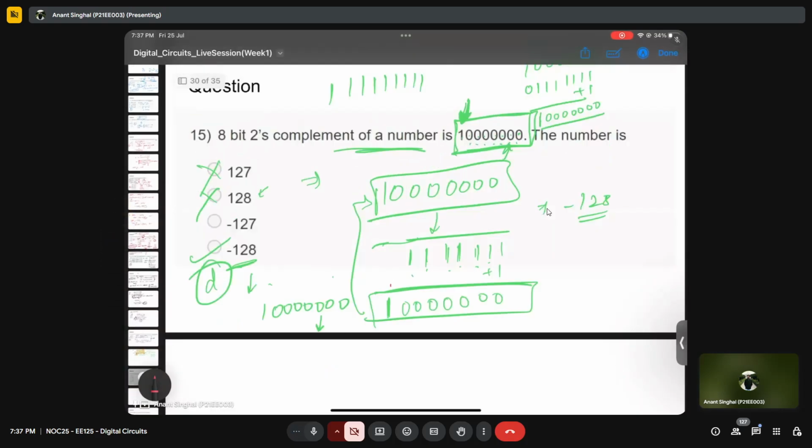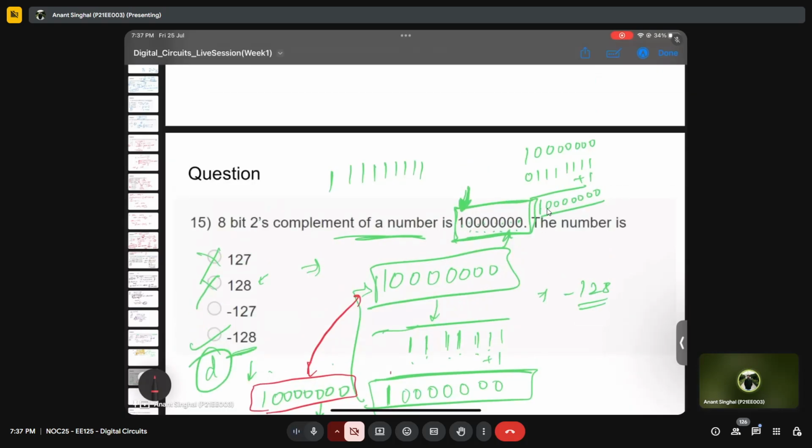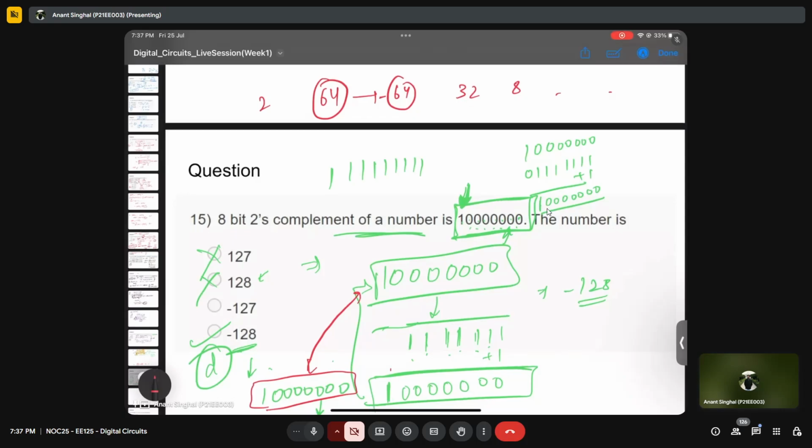I hope it is clear that if you do the 2's complement of minus 128, it will be minus 128. This is the beauty of 2's complement actually. Similarly, the 2's complement of 64 would be 64 only. I mean, plus 64 would be minus 64 only. Similarly, 32, 8, and so on will be the same.